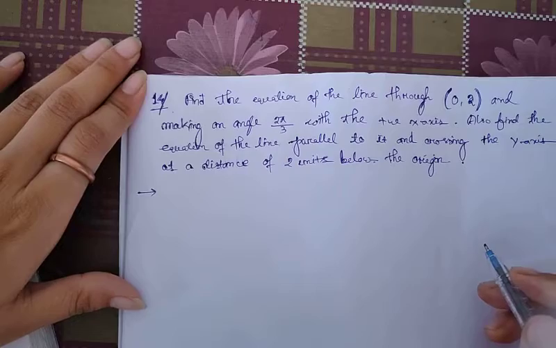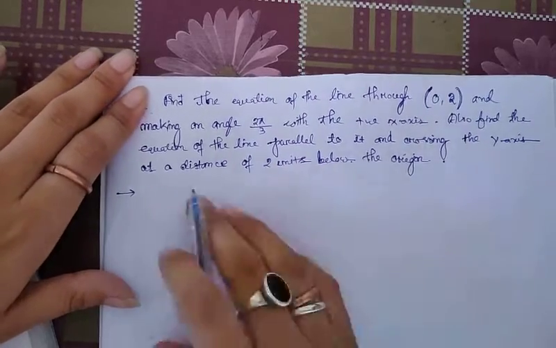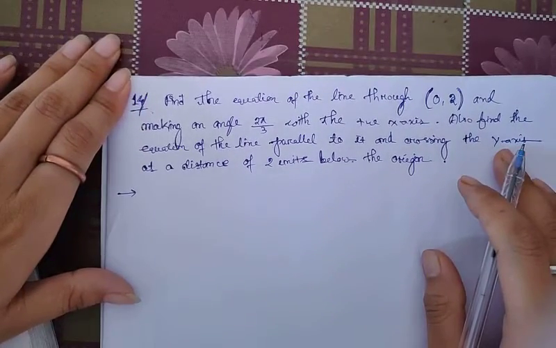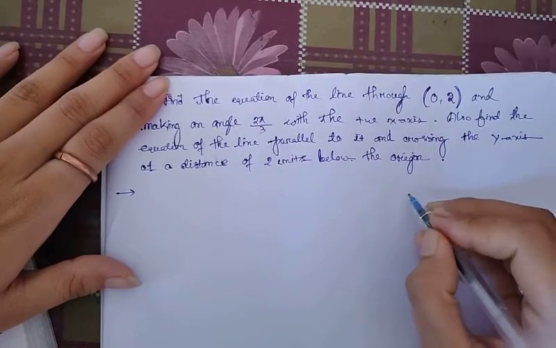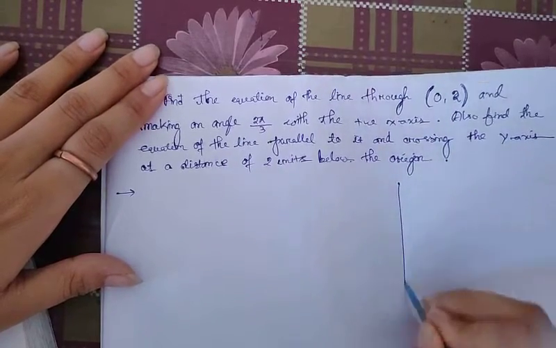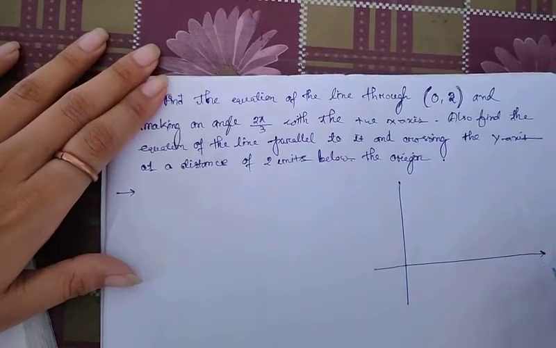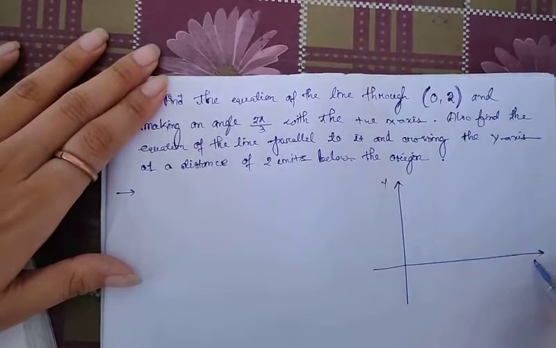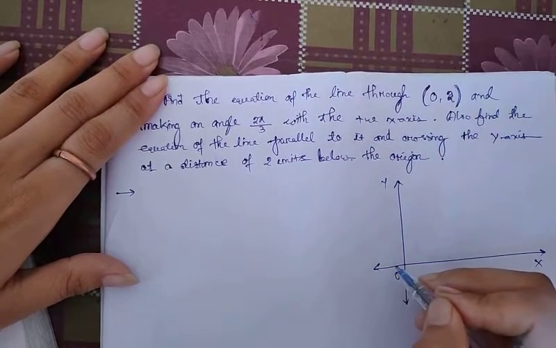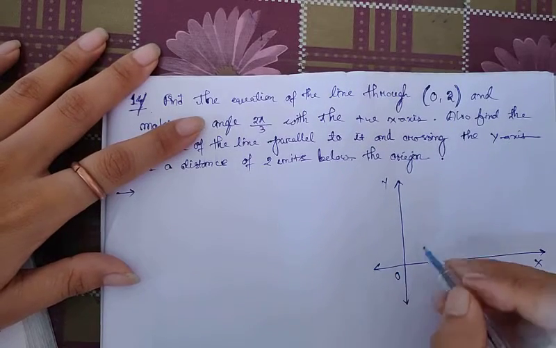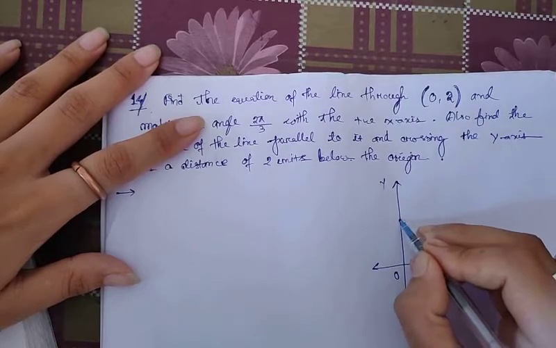So it is question number 14, discuss karo. Find the equation of the line that passes through the point 0, 2. Okay, just suppose this is our x-axis and this is our y-axis. This is our origin. To find the equation of the line that passes through the point 0, 2, we will call it a point.